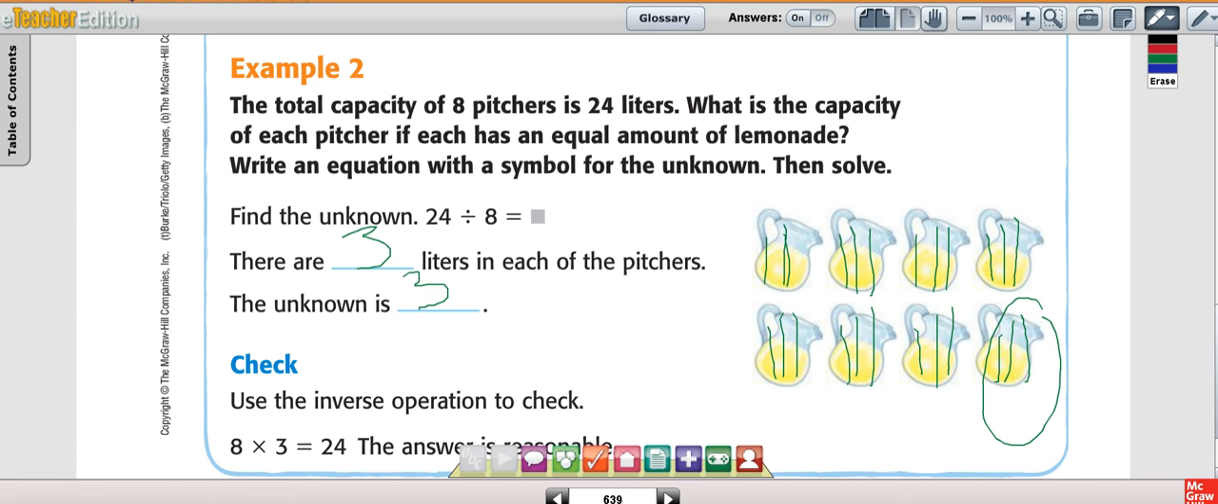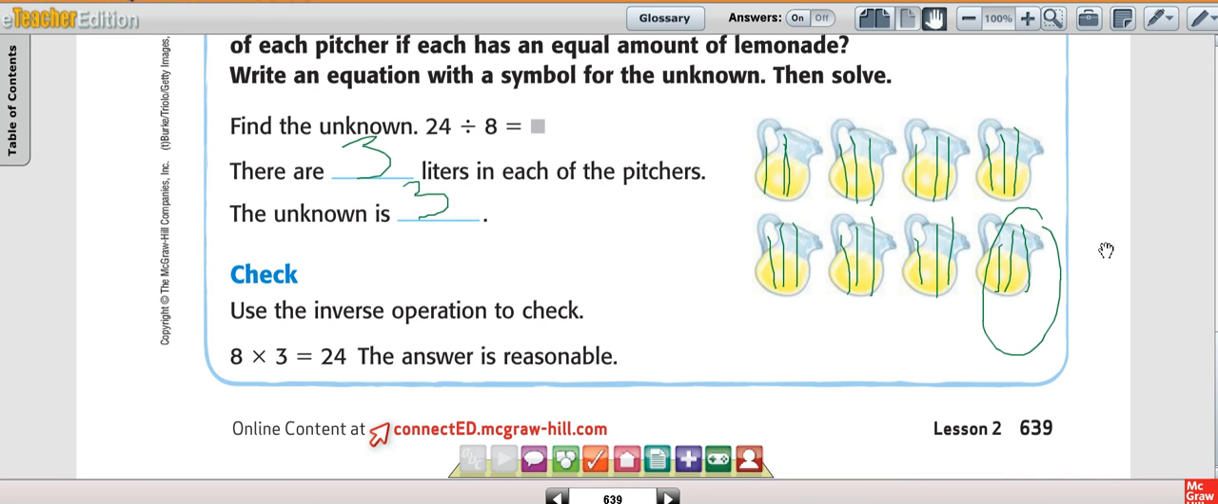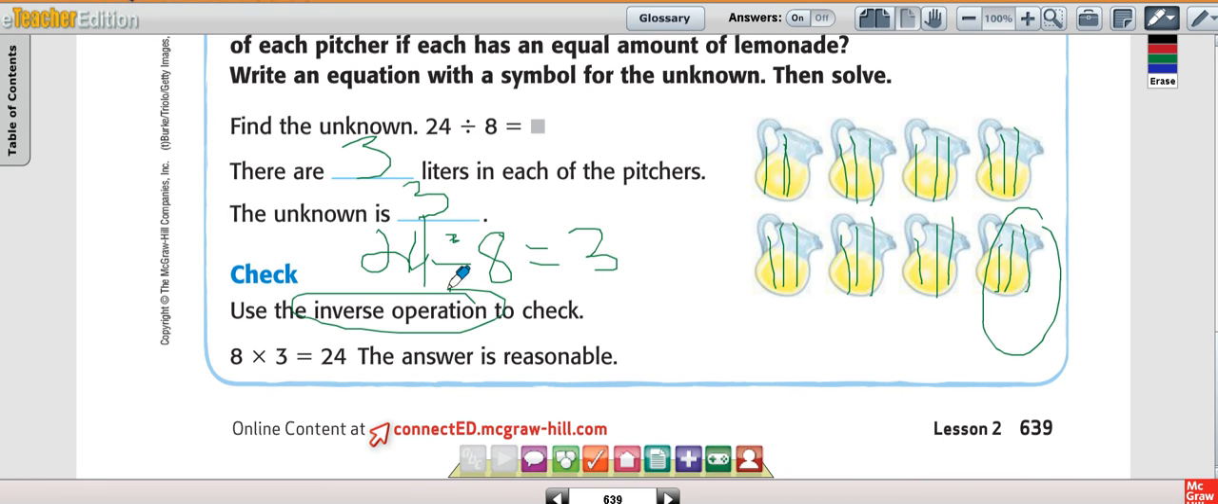And how do I check my work? Well, I do a multiplication problem. If I have 24 divided by 8 equals 3, I check by doing inverse operation. Okay, 8 times 3 equals 24.